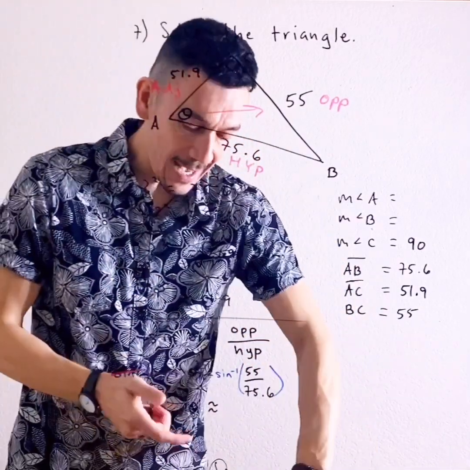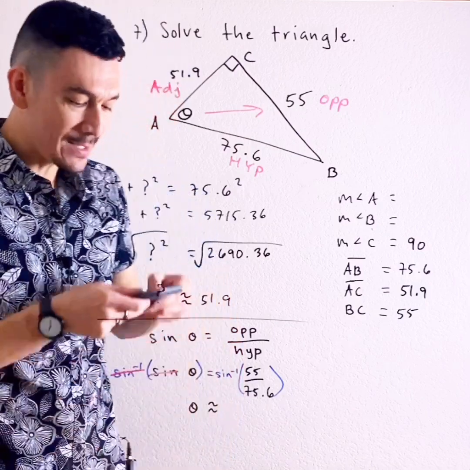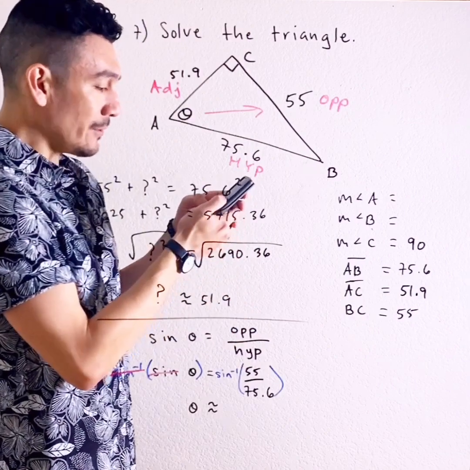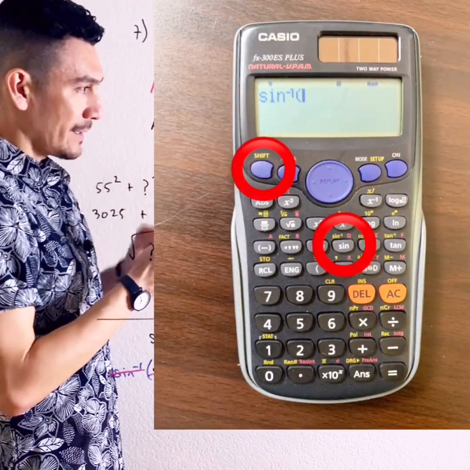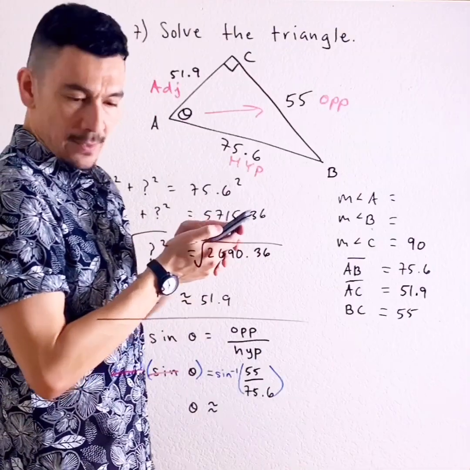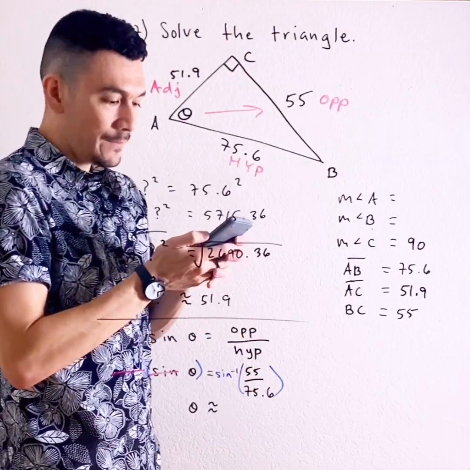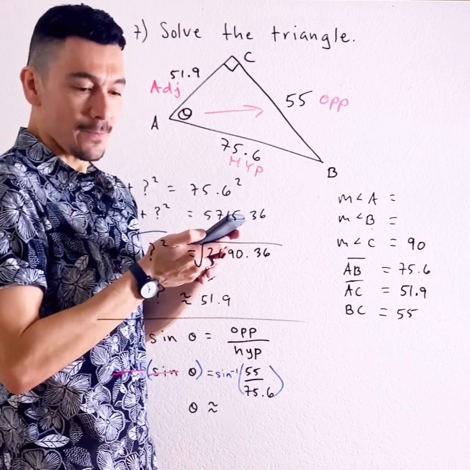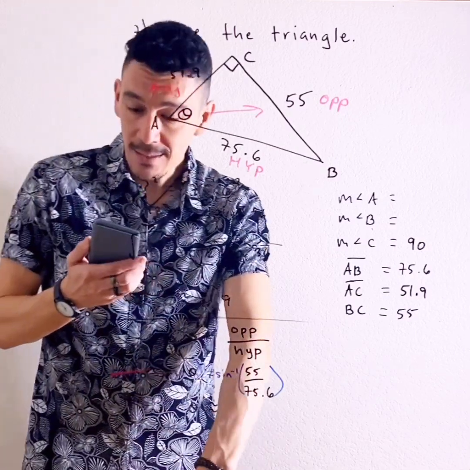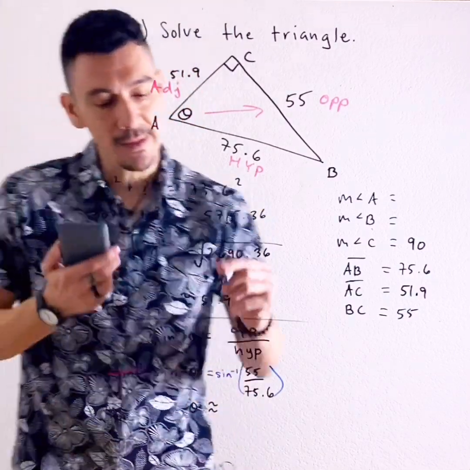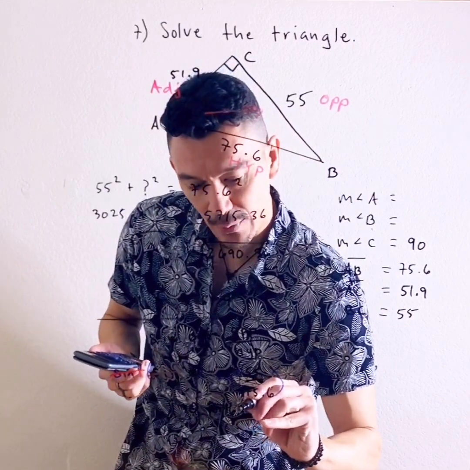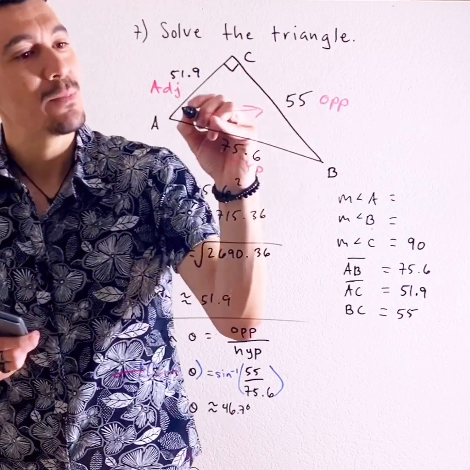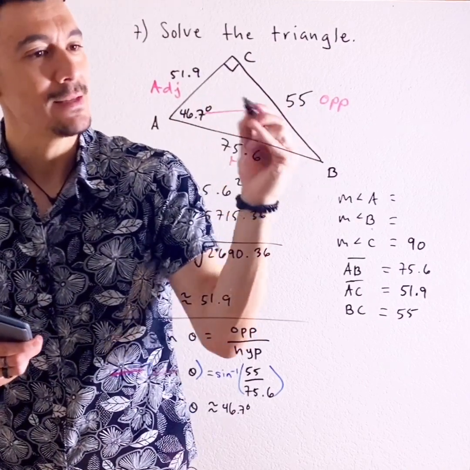Well, bust out your Casio calculator, make sure you're in degrees like we talked about yesterday, and literally type this in. Type in sine inverse, there should be a button for it. The button looks like this here. So sine inverse of a fraction, 55 over 75.6. Round it to the nearest tenth, please. And it's about 46.7 degrees. So this here, that's about 46.7 degrees. That's angle A.